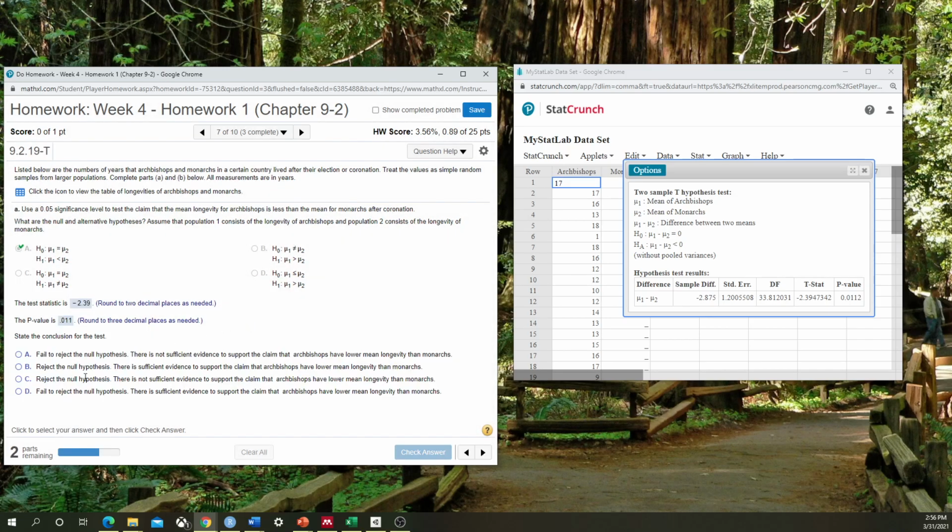Okay, you go ahead and take a crack at it. I kind of already told you, it looks like archbishops do not live as long as monarchs. Interesting. Okay, I believe that's everything StatCrunch-wise we need to cover for this homework.